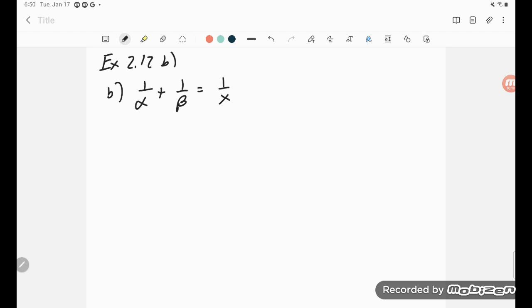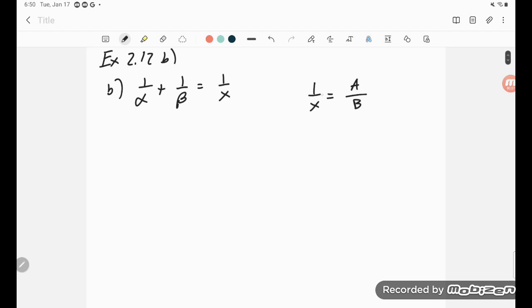Well, again, what I see here is, and I'd probably change sides on this, but I see 1 over x is equal to something that I'll make into a fraction. So some a over b. But if 1 over x is equal to a over b, then x is equal to b over a. Okay, because that's how numbers work.